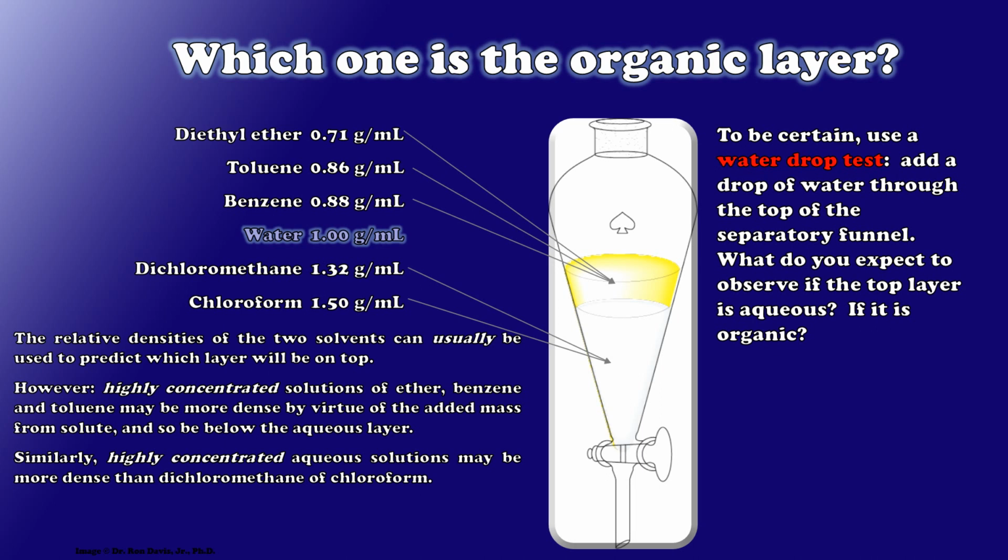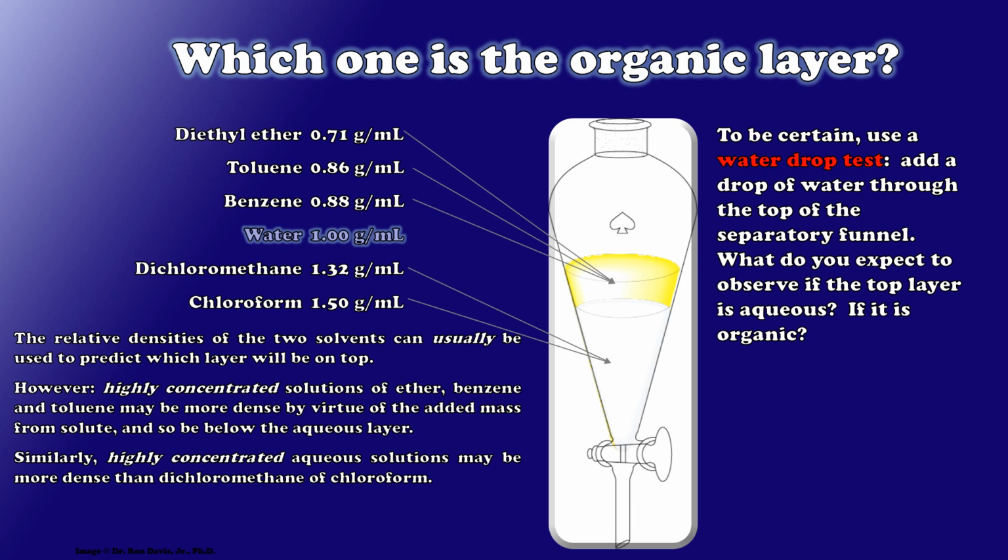For this, we use what's called a water drop test, in which we add a drop of water through the top of the separatory funnel. And depending upon what we observe, we will know whether that top layer is aqueous or organic, because water should mix well with aqueous solutions, but not well at all with organic solutions.